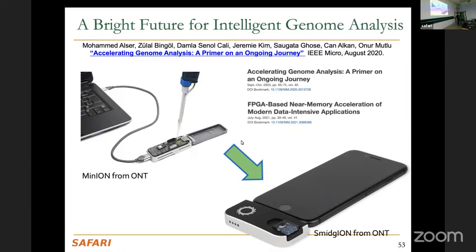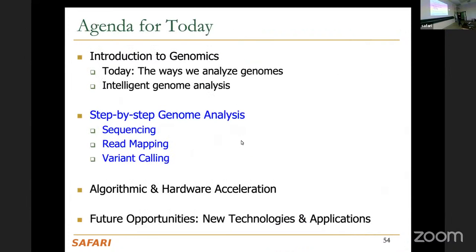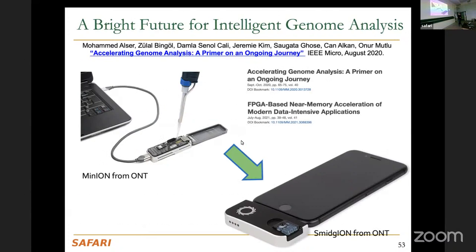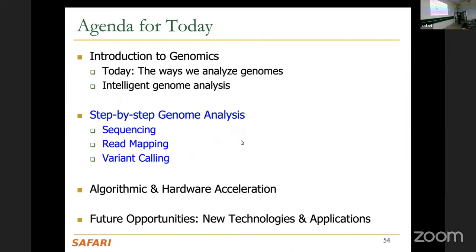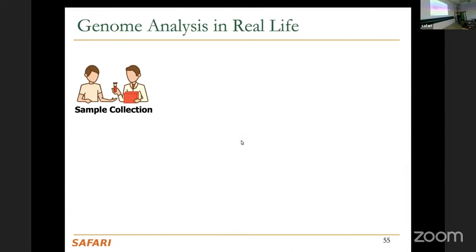But again, what we see is that the devices that produce the genomic data have come a long way and are improving really fast. But how we compute this type of data is not improving at the same pace. However, there's a bright future for intelligent genome analysis. We really want to catch up with the data generation speed, so that we can make the analysis much faster and much more accurate.